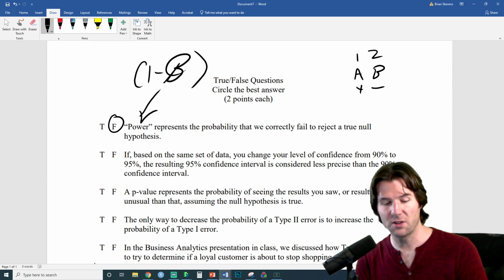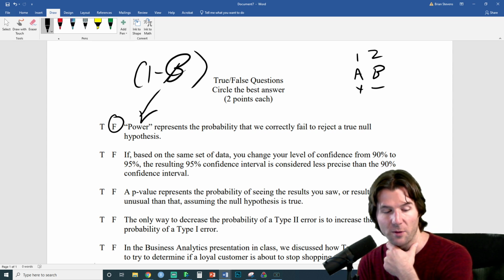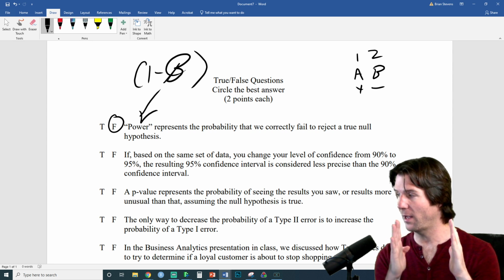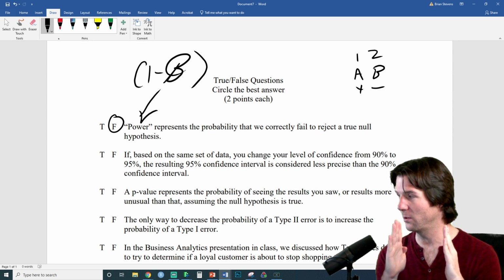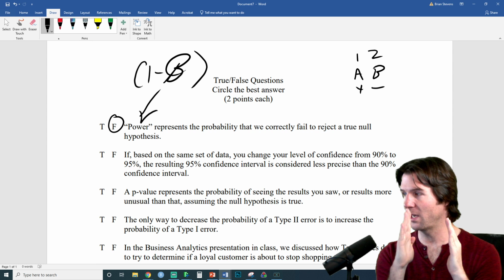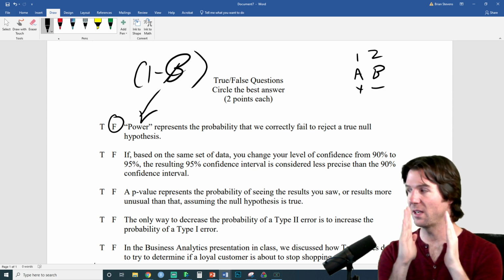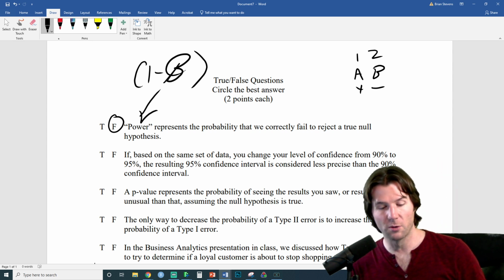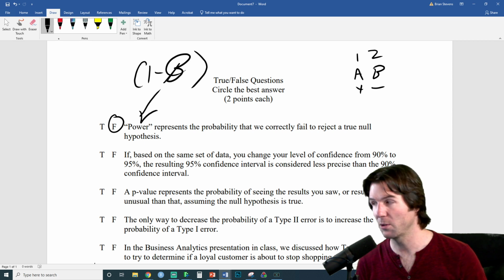If, based on the same set of data, you change your level of confidence from 90 to 95, you see me do this a lot with my hands, and it's one of the best ways to know it. When I say 90 to 95, my hands go further apart. So we got a wider interval. The resulting confidence interval is going to be less precise.